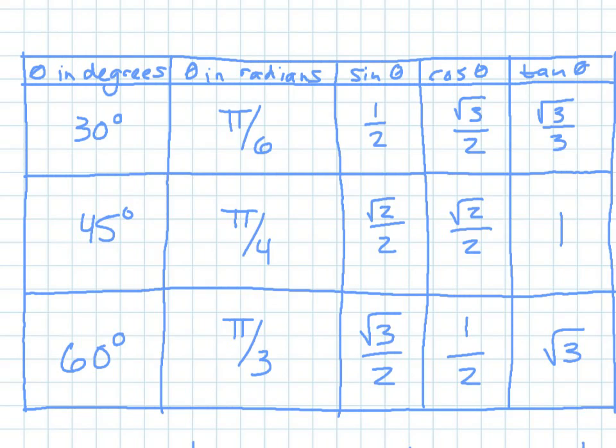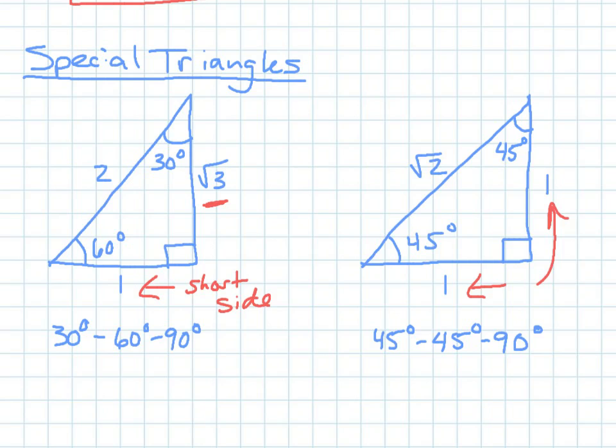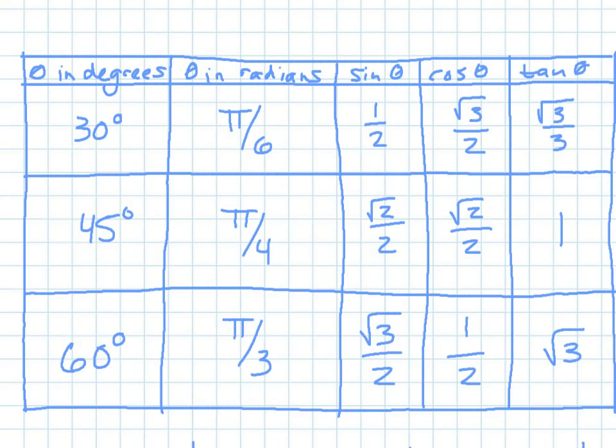And then tangent is square root of 3 over 3, because if I did the opposite over adjacent, I would get 1 over square root of 3, but if you rationalize your denominator, you multiply both top and bottom by square root of 3, and that's how you get square root of 3 over 3. So you can just fill in the other values.